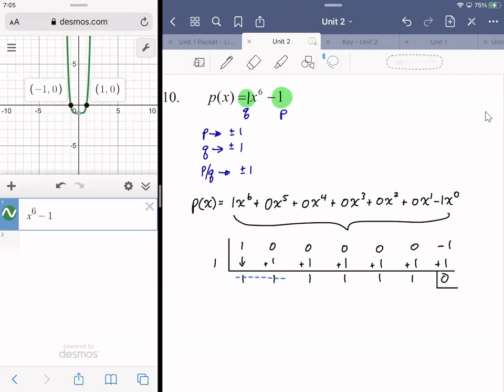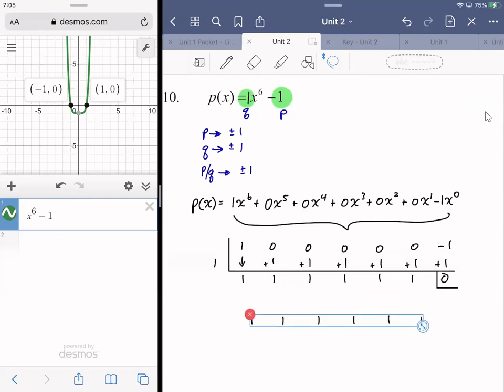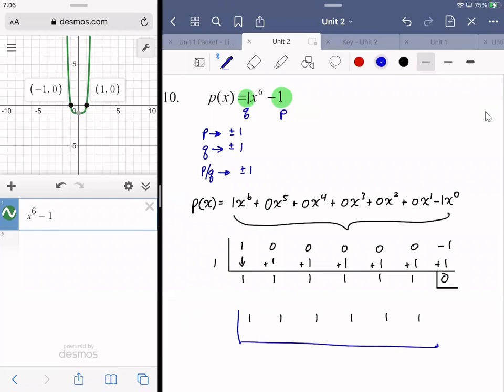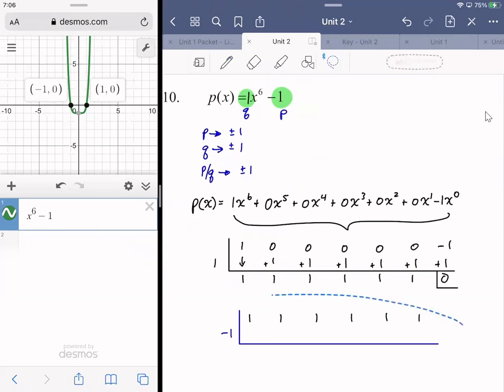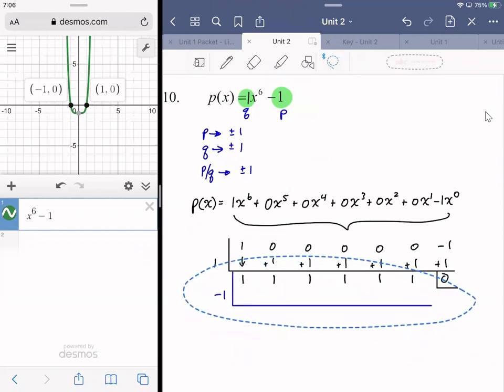Now I can do this one of two ways. I can pull these coefficients, copy them, and bring them down, and just make a new synthetic division problem out of it, putting the -1 on the outside. That's a lot of extra writing. So what I do is I just build my next line of synthetic division right off of the first line. And I'm not the only one who does that. That's the standard way of doing it, just to save a little bit of space.